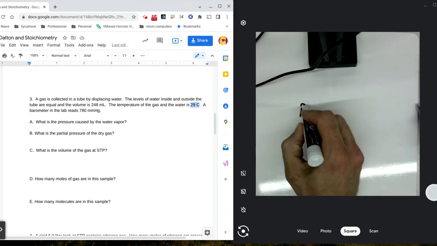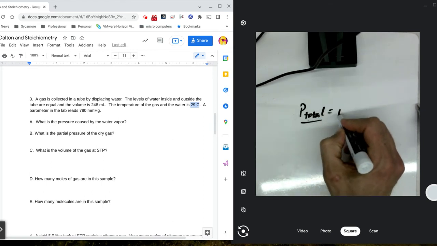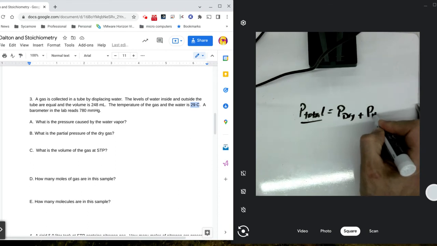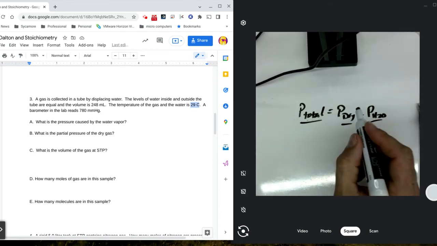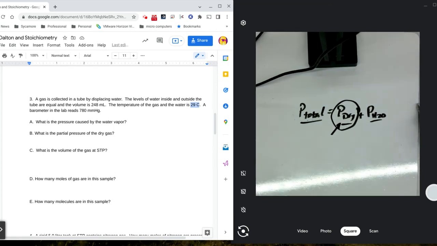Total pressure, which they gave us, equals the pressure of the dry gas plus the partial pressure of the water. Those are the only two gases in there. You should be able to solve for this. This is the one we would like to use. What's the volume of gas at STP?